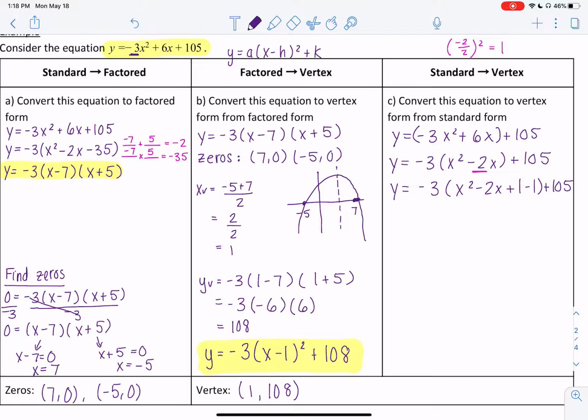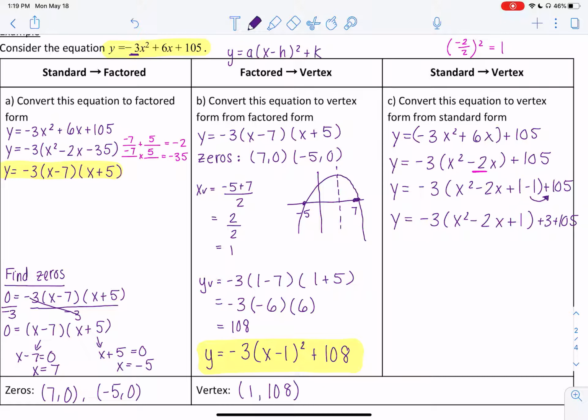All right, and then we take the negative 1 and it's got to go out of the bracket. But we have to be careful because we need to multiply it by that negative 3 that we factored out in the beginning. And when that comes out, we get plus 3 plus 105.